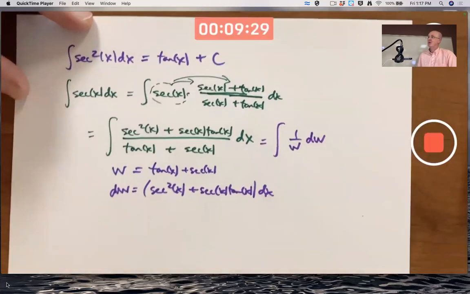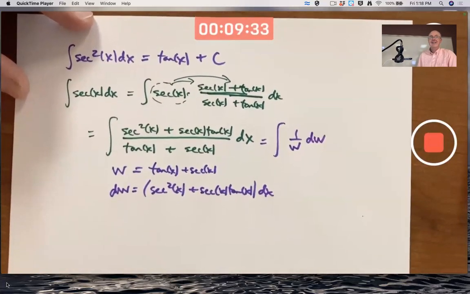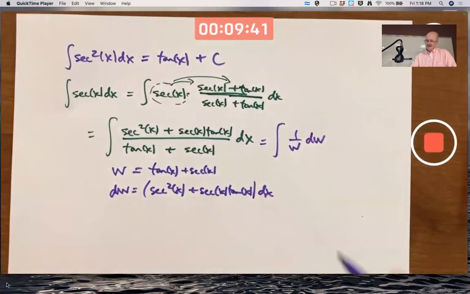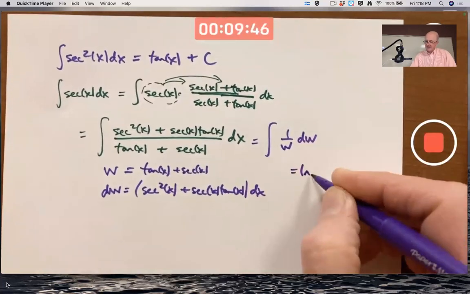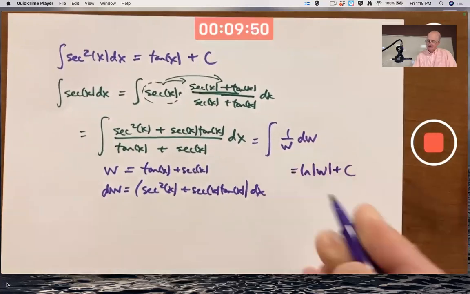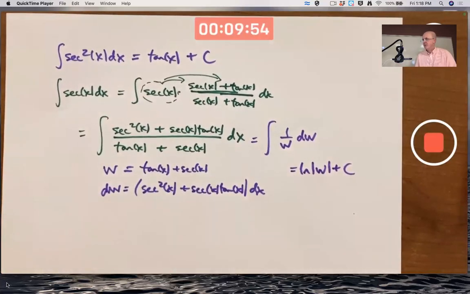An easy integral to do. Amazing. Isn't that astonishing? Whoever thought of that, they deserve a prize, $1,000 prize. That integral is the natural log, right? Well, technically of the absolute value of w, if we want to allow for the most general antiderivative, because w could be positive or negative. Tangent of x plus secant of x could be positive or negative. So I want to include the absolute value signs there.